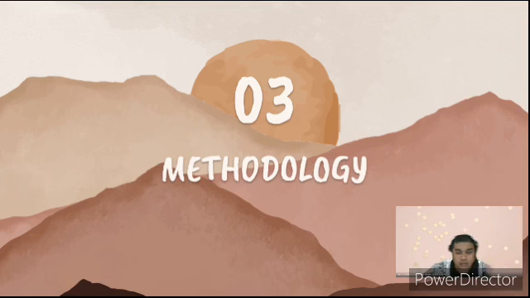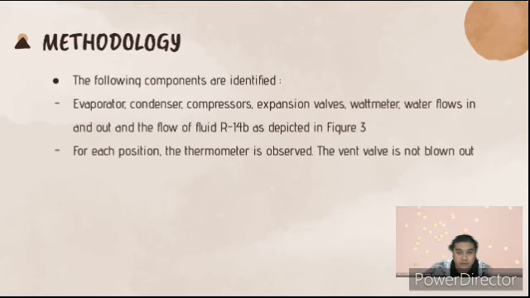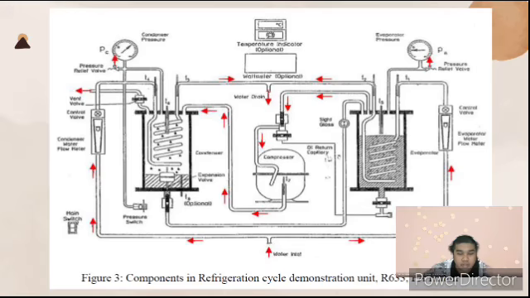Assalamualaikum warahmatullahi wabarakatuh. My name is Ahmad Nidarif and I will continue with the methodology part. The following components are identified: evaporator, condenser, compressor, expansion valve, watt meter, water flows in and out, and the flow of fluid R134a as depicted in figure 3. For each position, the thermometer is observed. The vent valve is not blown out. This is figure 3.